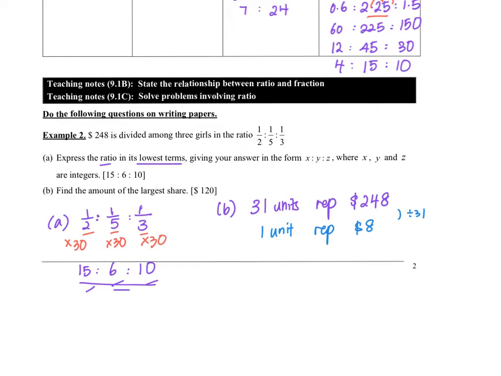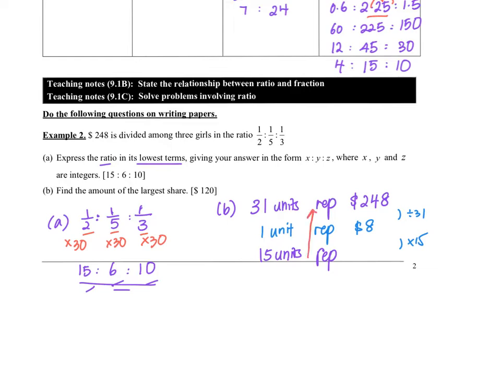Now they want to get the largest share. The largest share is the number 15 units, right? So what you can do is you take 8 times 15. So you divide by 31, then after that you times 15, or whichever. So now what I can do is, instead of using this method, I'll take $248 and 31 and 15, I will do this method.